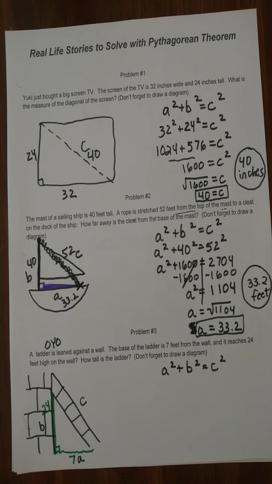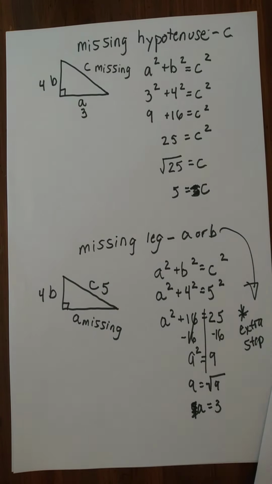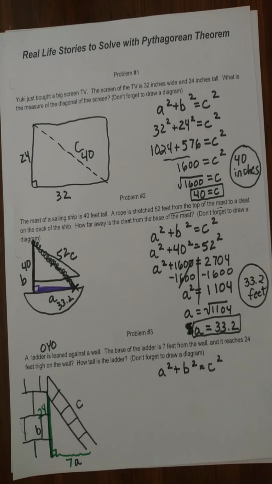Okay, so go ahead and pause the movie. Try to do this one all on your own. You're finding C, so remember that means missing hypotenuse, which is like this. You don't have that extra step. So work on that one by yourself.